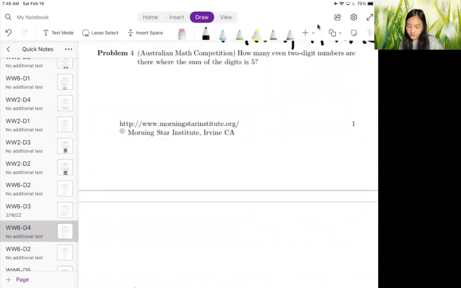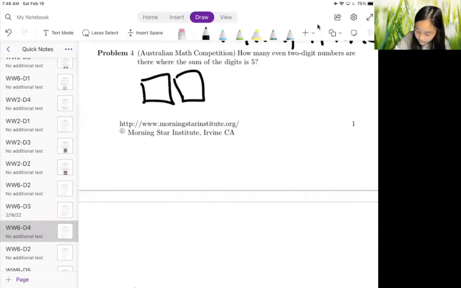Problem 4. How many even 2-digit numbers are there where the sum of the digits is 5? So for a number to be even, the ones digit has to be even. So the only way for them to be even is if it's 0, 2, or 4. It can't be 6 or 8 because 6 and 8 are too big, and since the 2 digits have to add up to 5, they can't be possible.